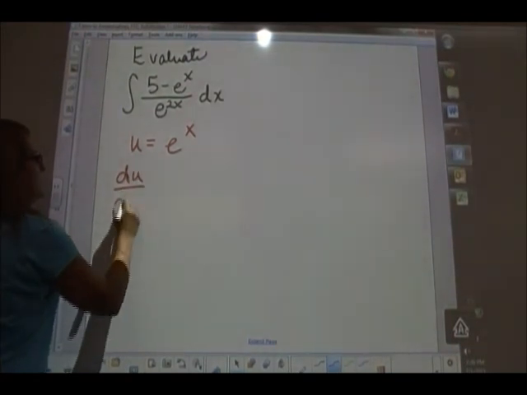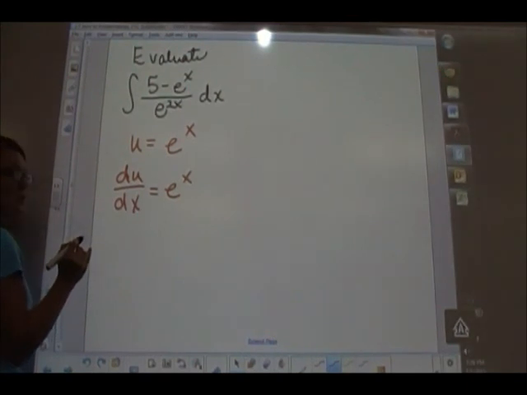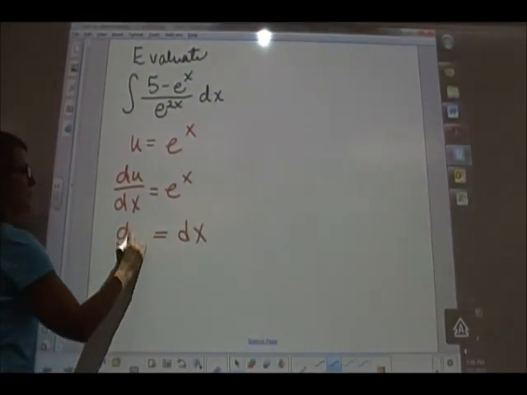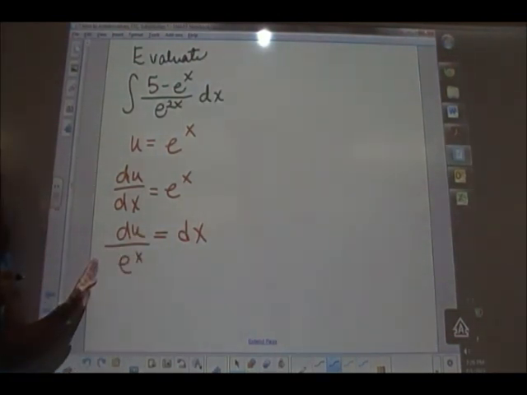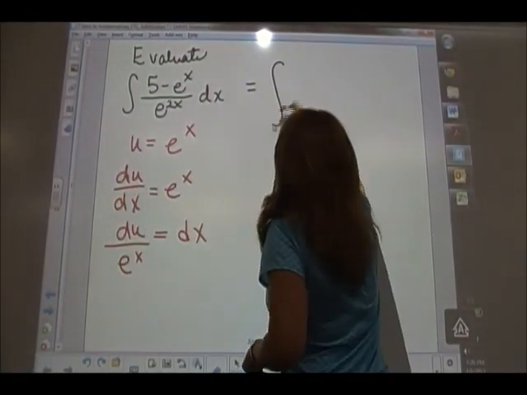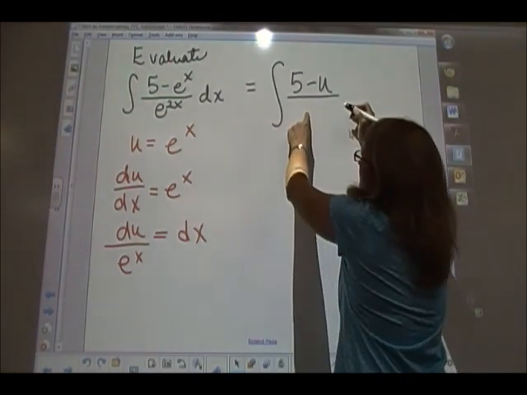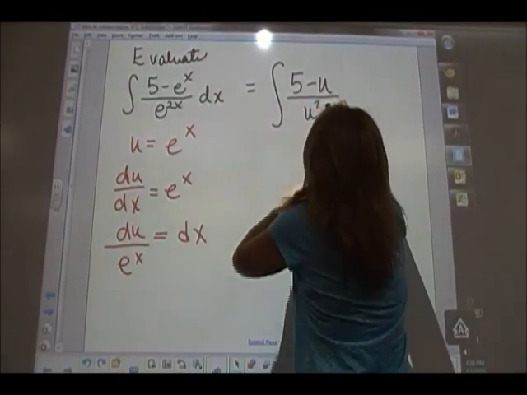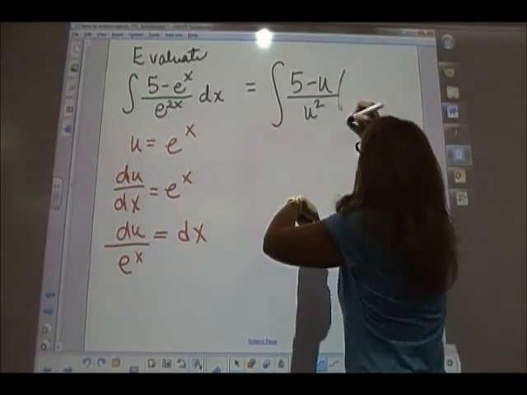So du dx is e to the x, right? I'm going to start skipping some steps now. So dx, I'm just doing algebra here. This is just algebra. William, you all right with that? Yeah. Okay, now we're going to try to substitute back in. So I've got the integral of 5 minus u divided by u squared. Oh, you want to put u squared? Yeah. Okay, because e to the 2x is e to the x squared. Yeah. I got you.